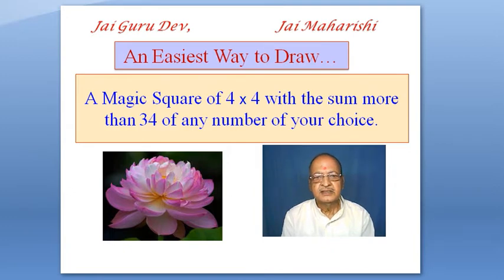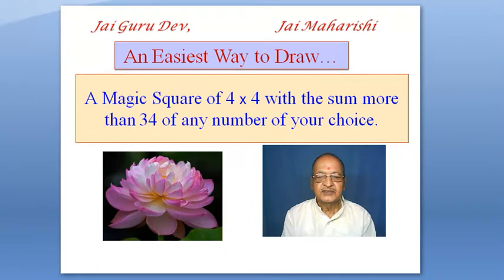Today, in this video, I am going to explain to you an easiest way to draw a magic square of order 4 by 4 with the sum more than 34 of any number of your choice. You can take 40, 44, 48, 46, 149 or any number. More than 34, it should be more than 34.